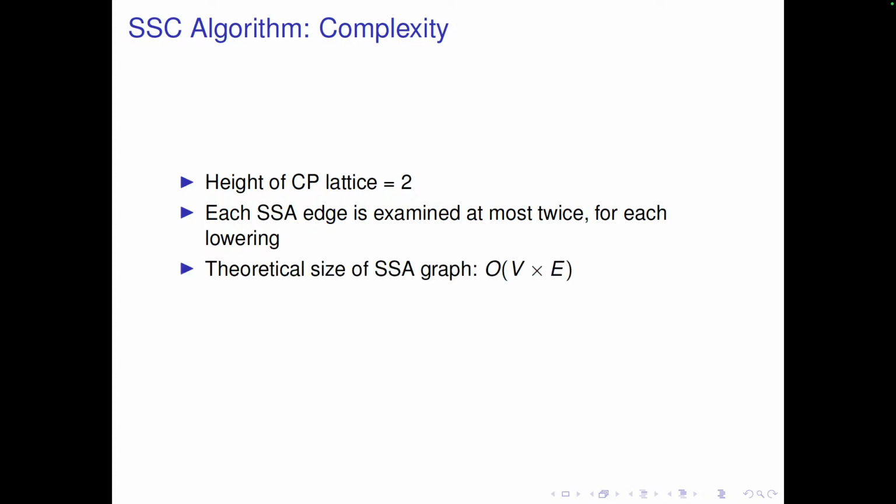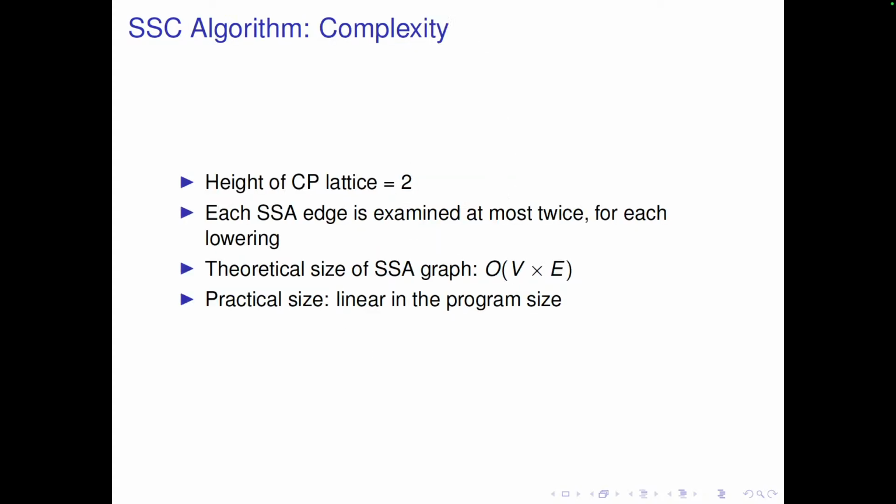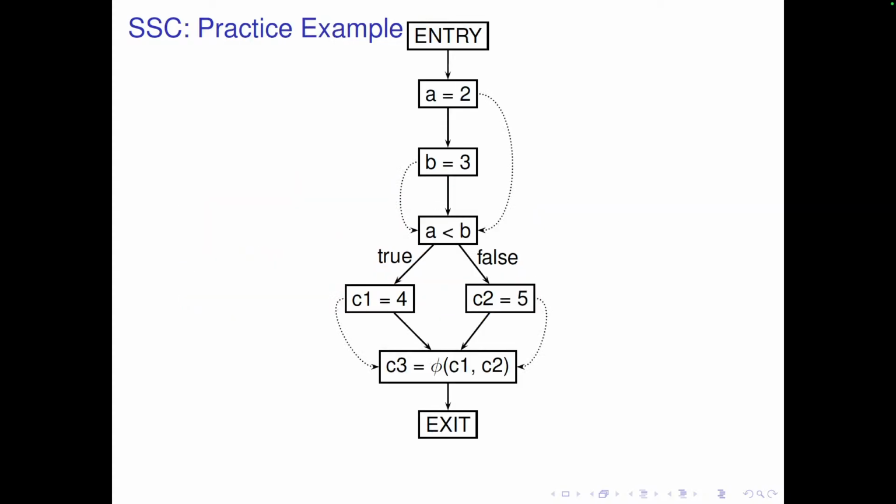And this is the size of the SSA graph we talked about in the morning. In practice it is linear, which means it is kind of linear in the number of edges. So it is a quite fast algorithm, and these edges are much fewer, much smaller. Okay, so here is the example.